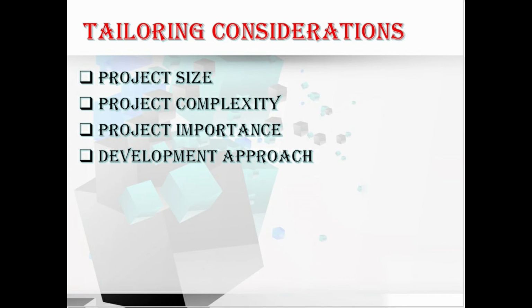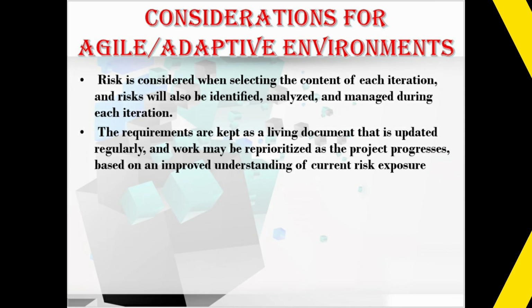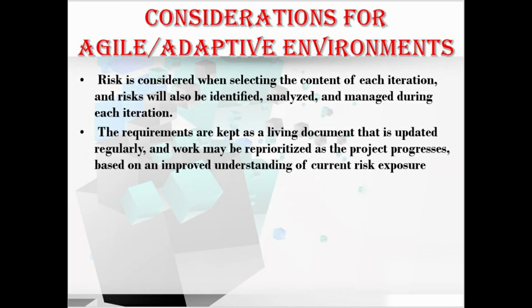Hope you understood all the tailoring considerations. Let's move to the consideration of agile or adaptive environments with respect to risk management. In this, the risk is considered when selecting the content of each iteration, and the risk will be identified, analyzed, and managed during each iteration. Coming to the next one, the requirements are kept as a living document that is updated regularly, and work may be reprioritized as the project progresses based on an improved understanding of the current risk exposure. Hope you understood the considerations for agile or adaptive environments.